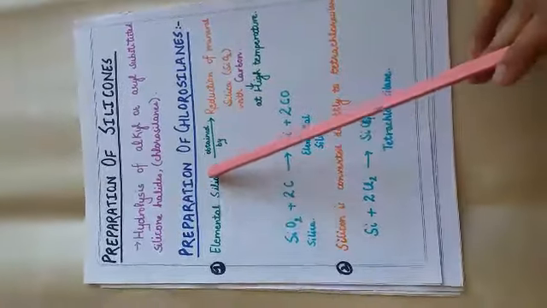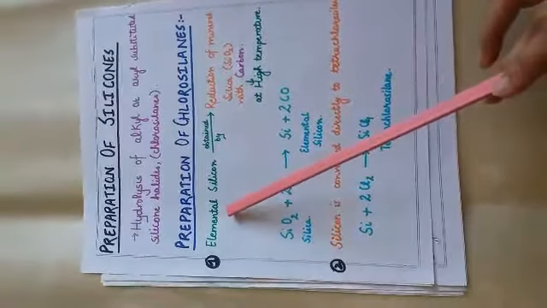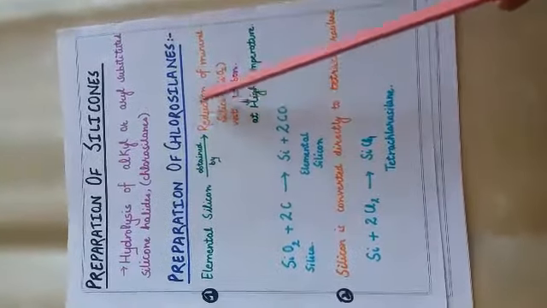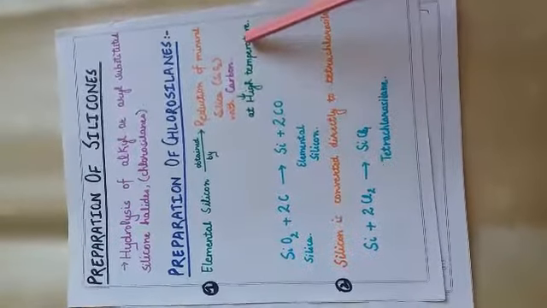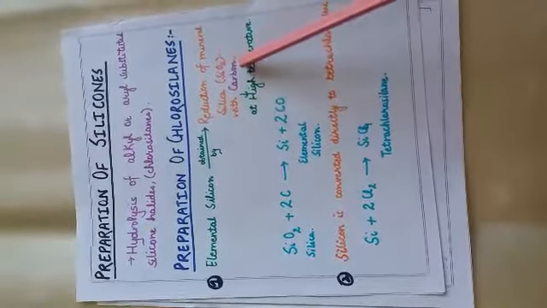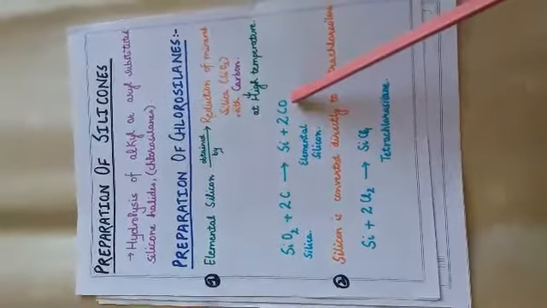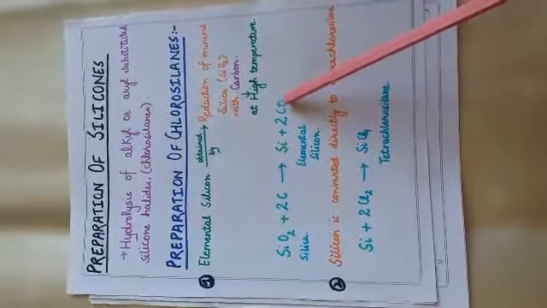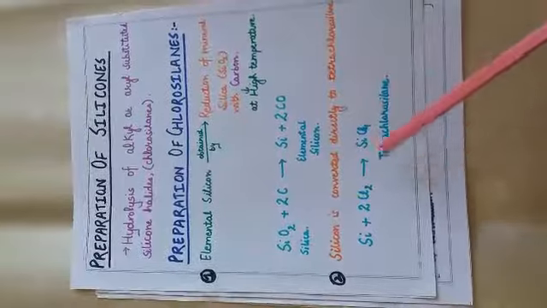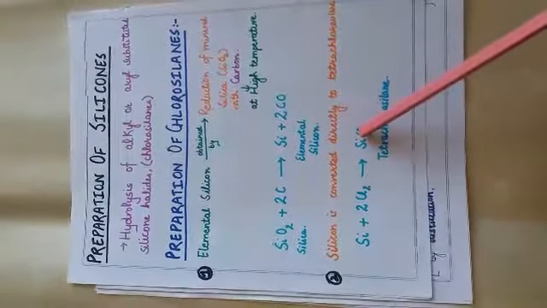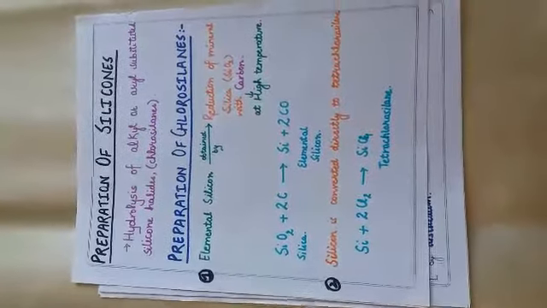Silicon exists in nature in the form of silica. Elemental silicon is obtained by the reduction of mineral silica, that is SiO2, with carbon at high temperature. We get elemental silicon along with carbon monoxide, which is released as a side product. Then this silicon is converted directly into tetrachlorosilane with the help of chlorine, forming silicon tetrachloride. Hence tetrachlorosilane is prepared.